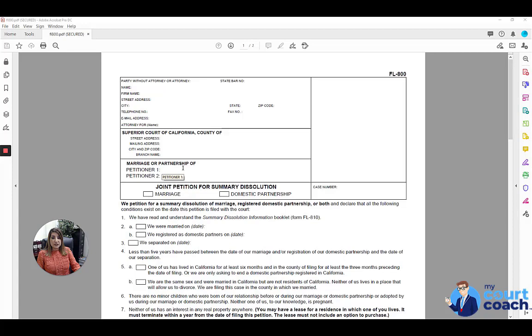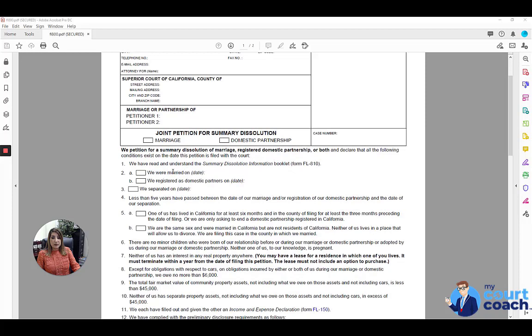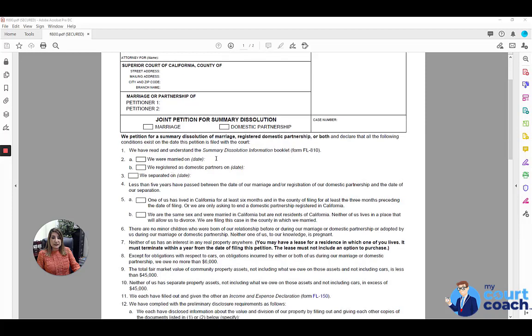List one of you as petitioner 1, one of you as petitioner 2, and then indicate if this is a joint petition for summary dissolution of marriage or domestic partnership. Below in line 2, you want to list your date of marriage or the date that you registered as domestic partners. And then in line 3, you want to list your date of separation.